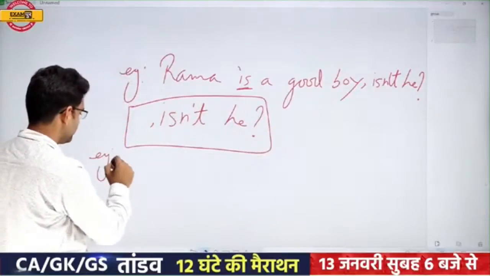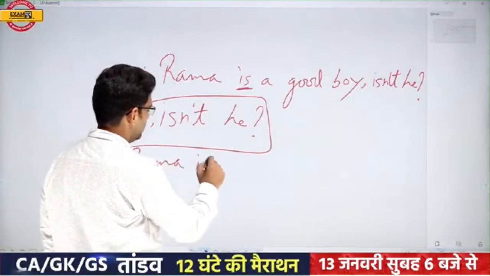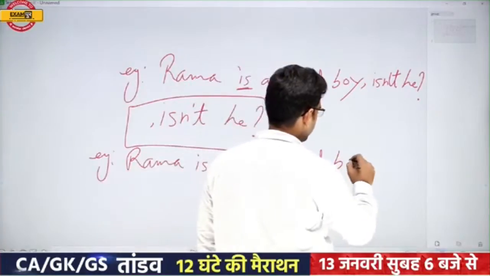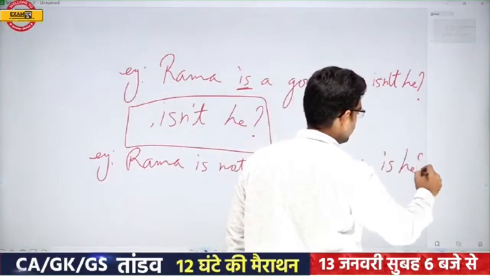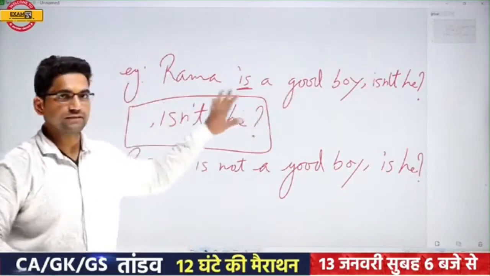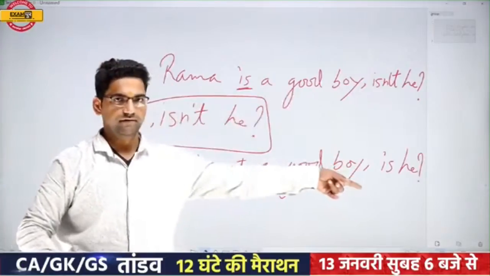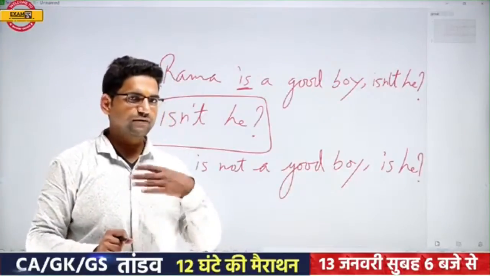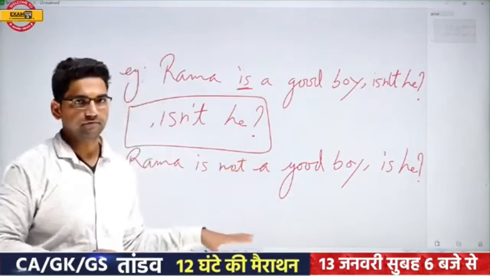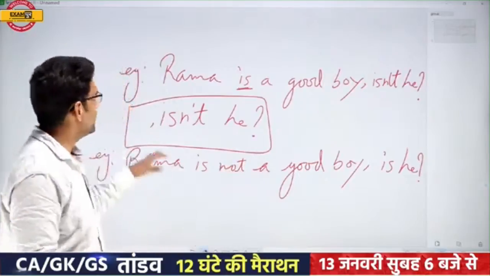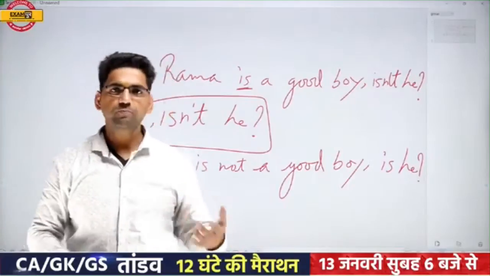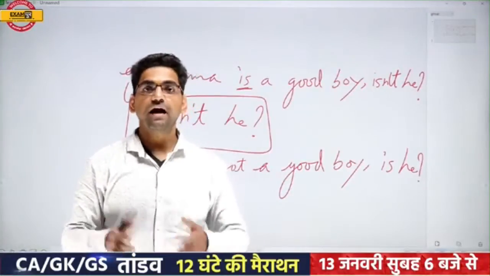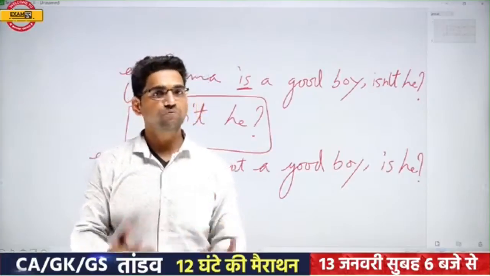And if I say Rama is not a good boy, then I'll say, is he? So please understand, if the sentence is positive, question tag is negative. If the sentence is negative, question tag is positive. All right. So instead of using okay, and you must have noticed even I'm using all right, you can use question tags. You can confirm from your audience, the listeners. So you can say, Ram is a good boy, isn't he? Ram is not a good boy, is he? Are you getting my point? Practice it, use it, repeat after me. Ram is a good boy, isn't he? Ram is not a good boy, is he?